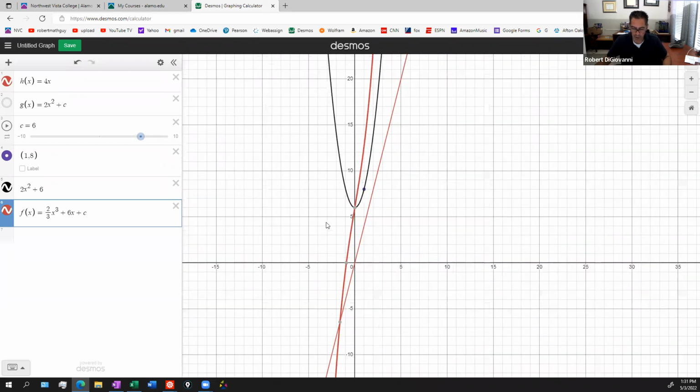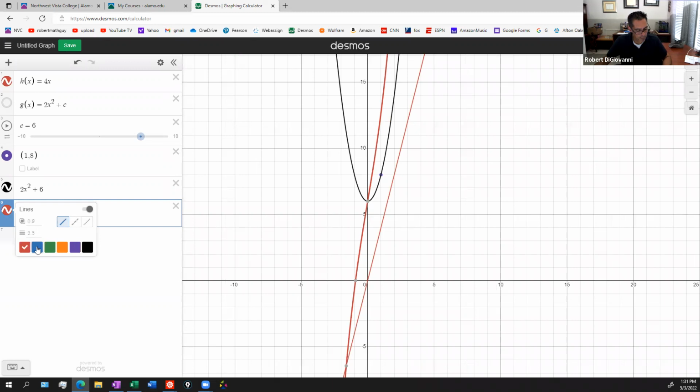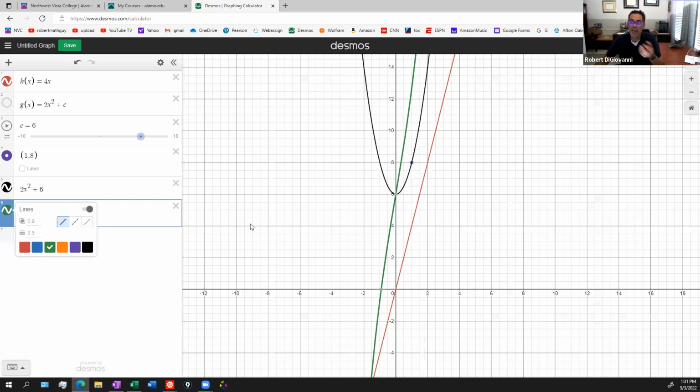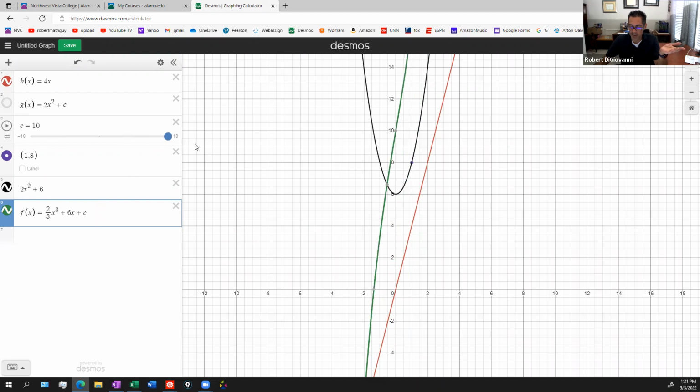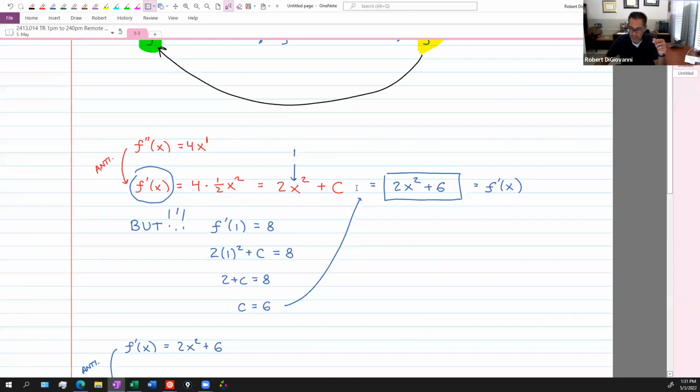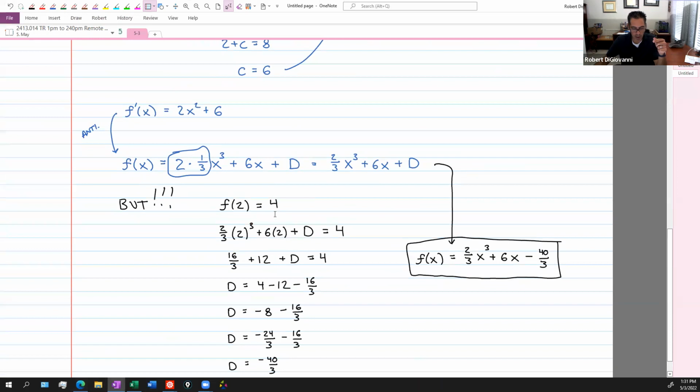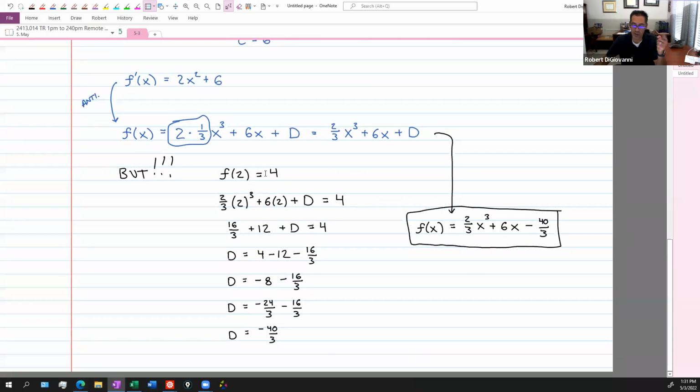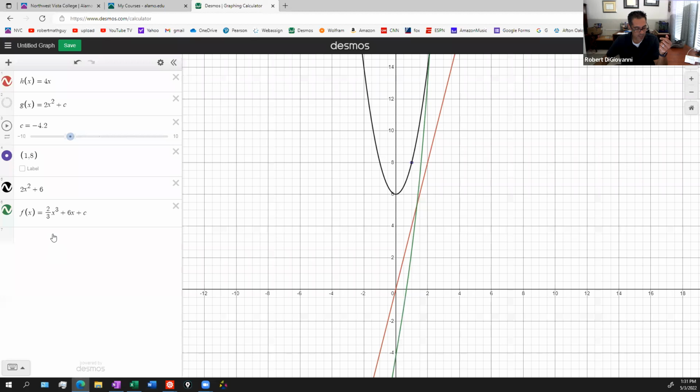Let me do a different color here. Let's make it green. Okay, so the green one is the original f function, and it could be any of these. I'm moving c around right now, so it's changing the shape. But I told you that when you plug in 2 into the original function, you should get 4. So that means the point (2, 4) had to be on that function, which is that point right there.